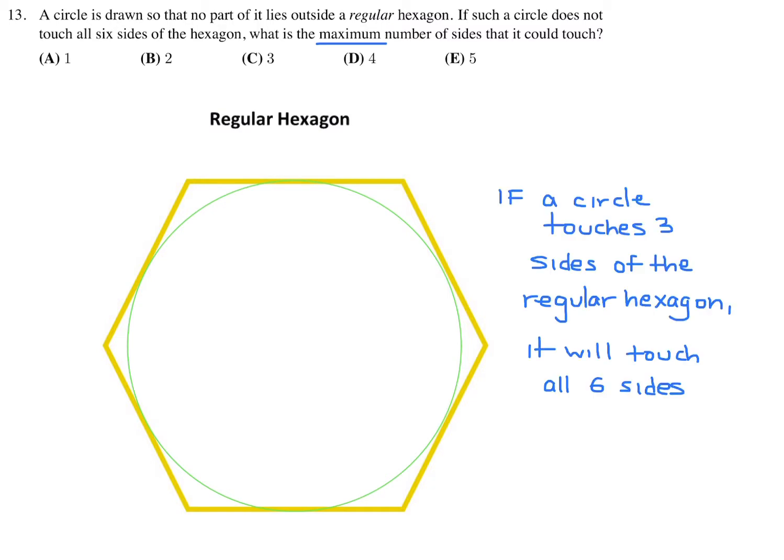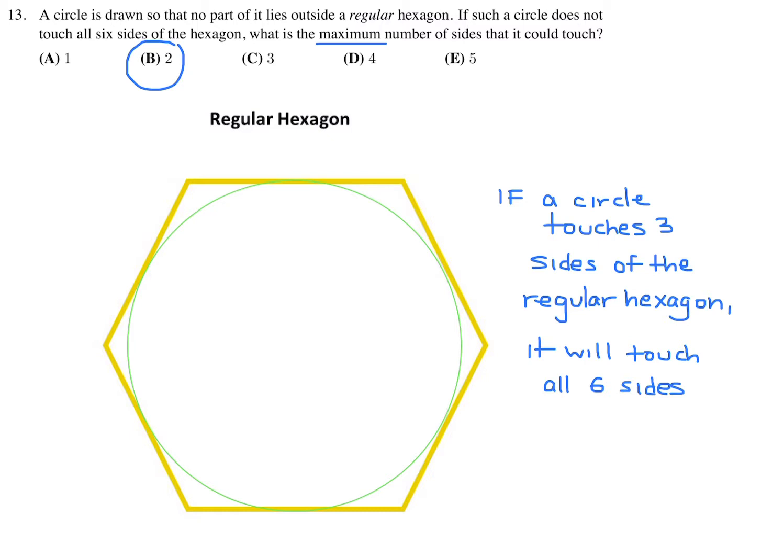So, if you have a circle that touches 3 sides of the regular hexagon, it will touch all 6 sides, so the maximum is just 2. That's the only way that you can get a circle inside a hexagon touching the sides. You can either get 0 sides that it touches, 1 side that it touches, or 2 sides.